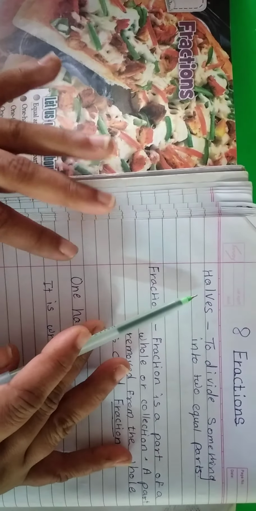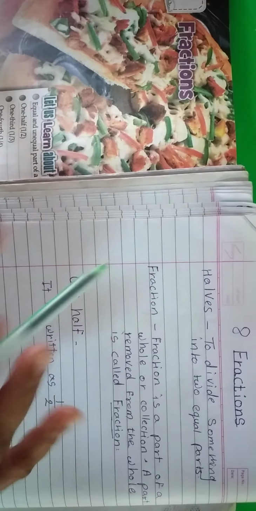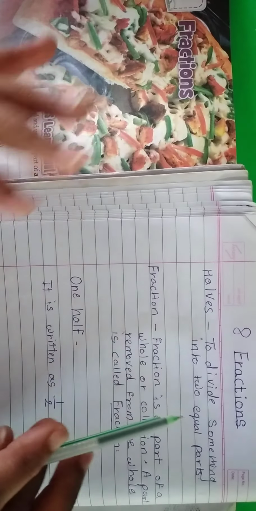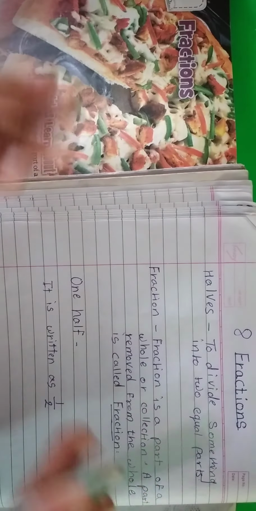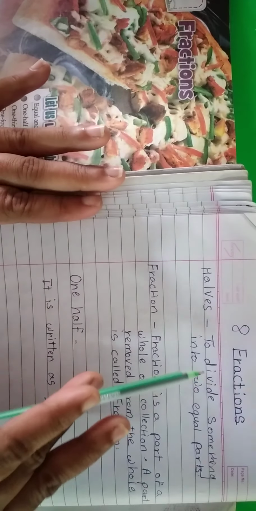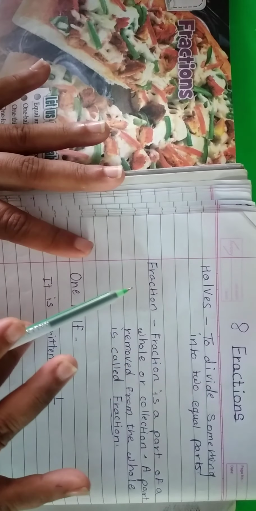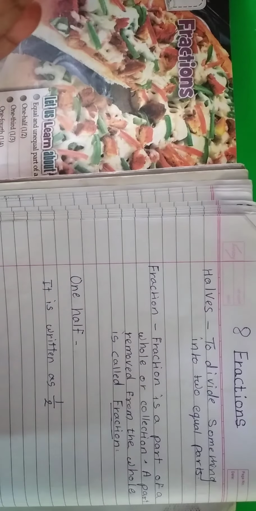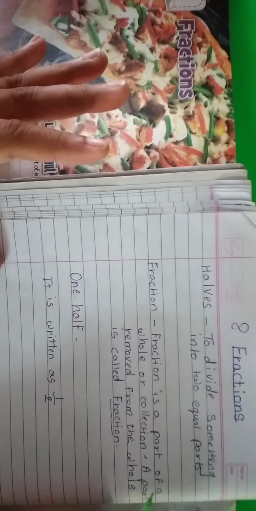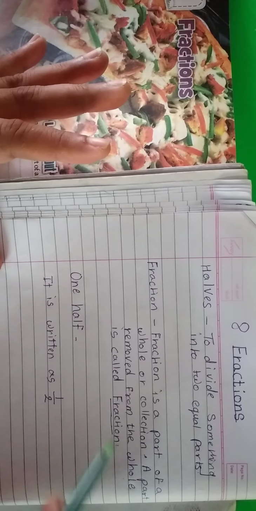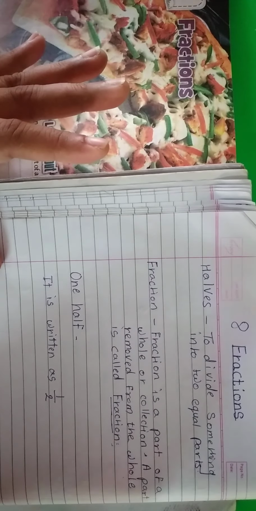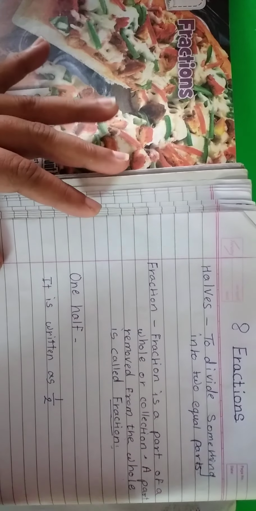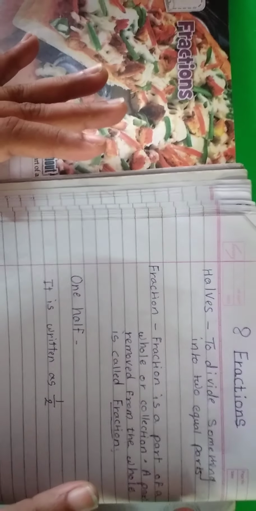See, halves. L is silent here. So halves means what? Halves means to divide something into two equal parts. You just write down the meaning of halves. Then the fraction. Fraction means what? The fraction is a part of a whole or collection. A part removed from the whole is called fraction. You write down the meaning and the definition in your maths notebook.